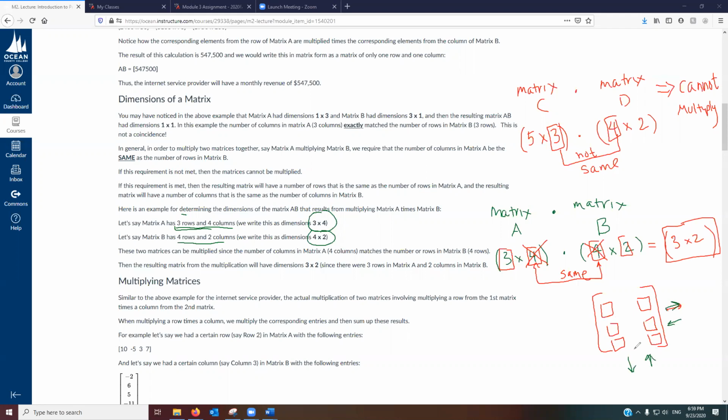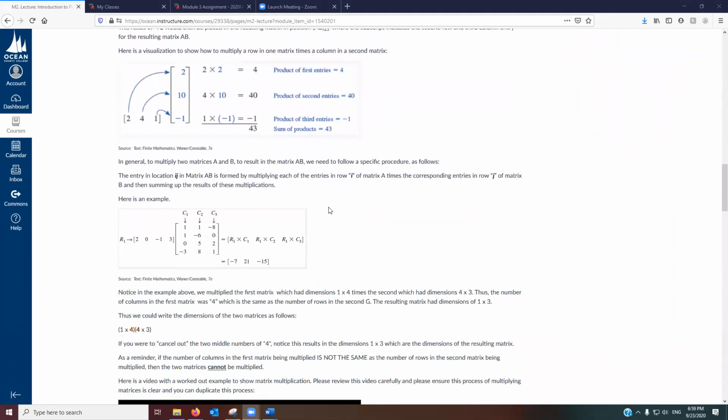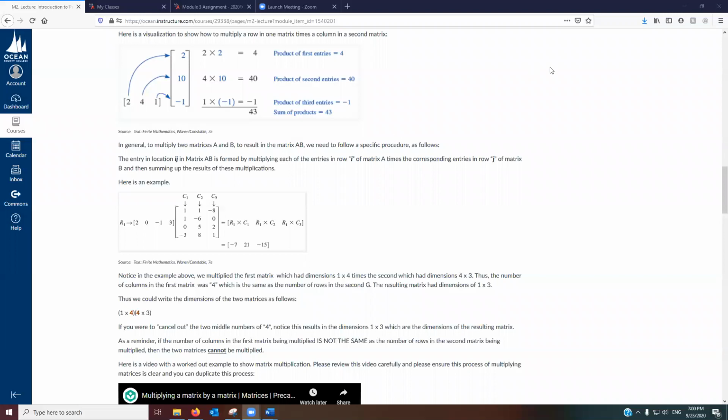Now let's talk about multiplying matrices. How do you actually do the multiplication? Let me scroll down so we can do an example here. Let's come down to this example right here. We're going to take this matrix, let's call this matrix A, and we're going to multiply it by this matrix B.